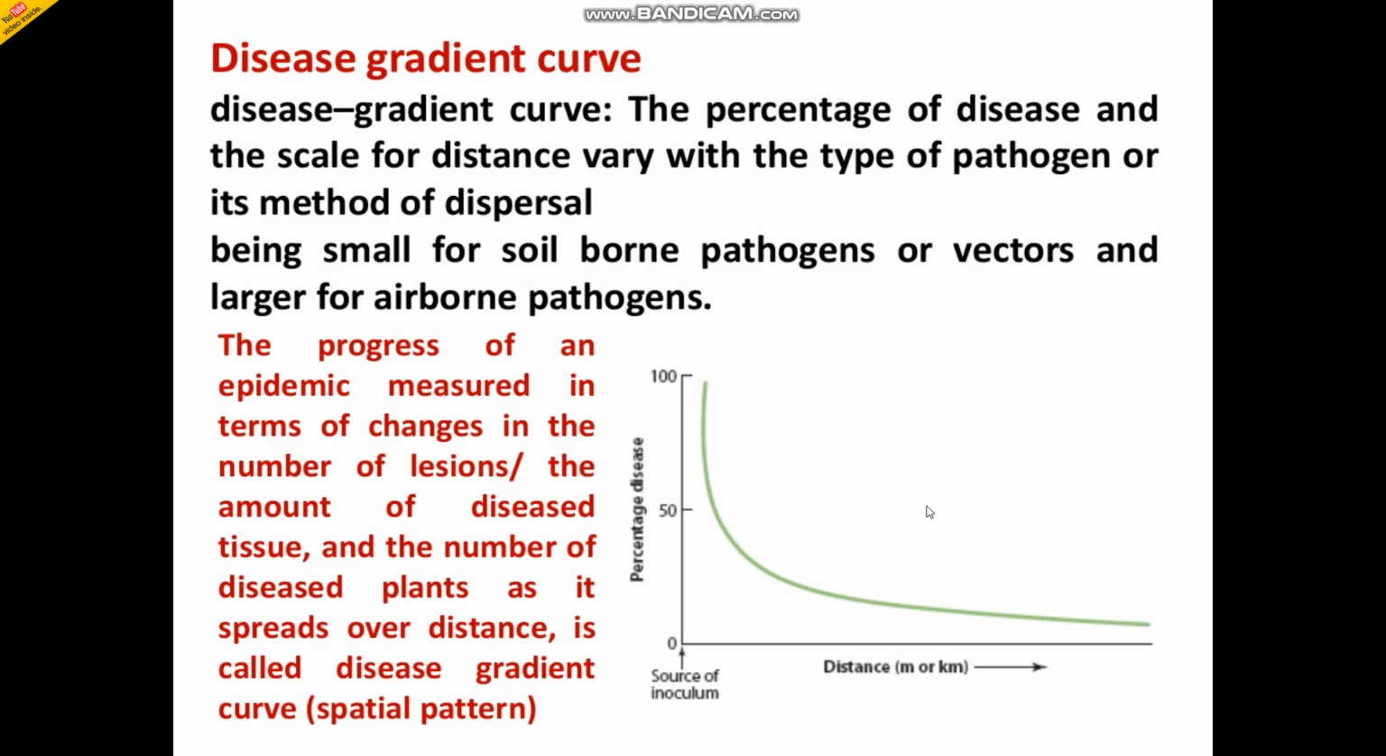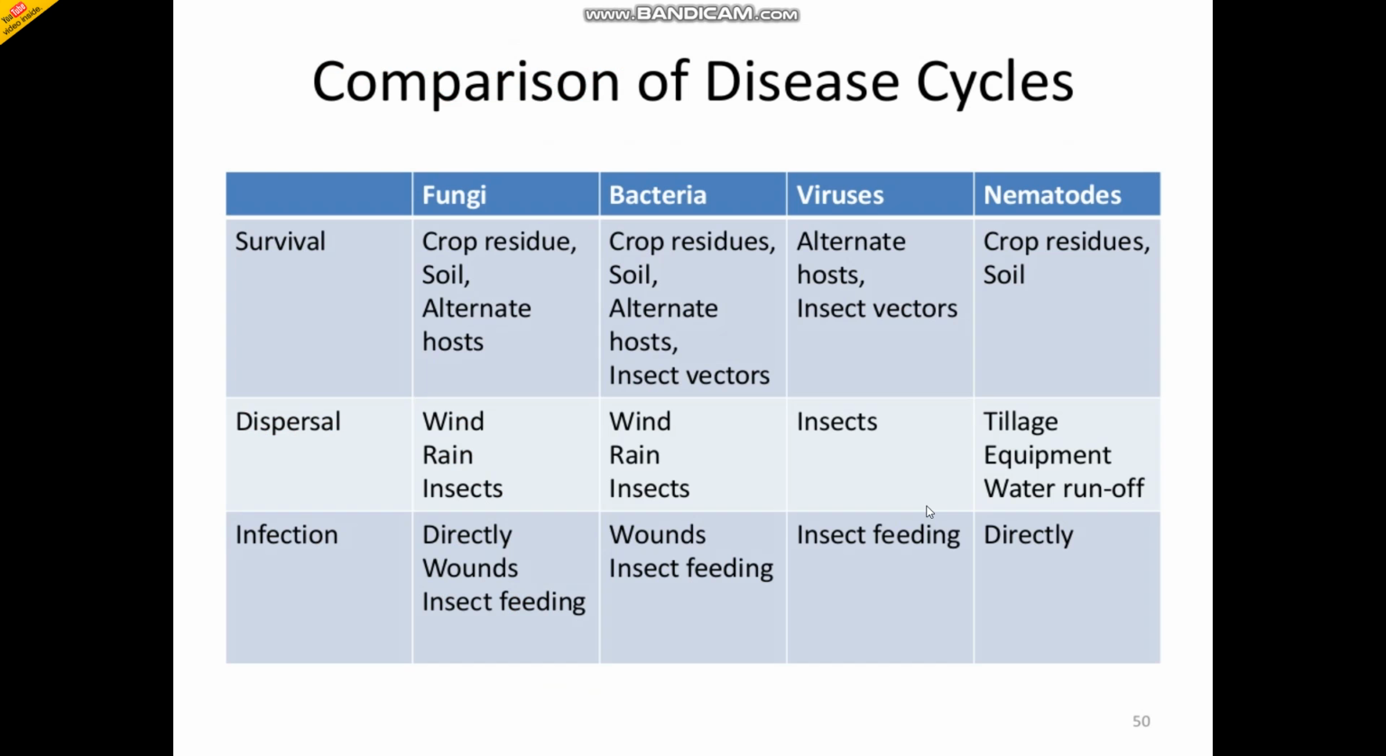Spatial pattern. This is a comparison of the disease cycles of fungi, bacteria, virus, and nematode. These include survival in crop residue, soil, and alternate hosts, and dispersal by wind, rain, and insects, with infection directly, through wounds, or by insect feeding for fungal pathogens. And for infections caused by bacteria, the alternate host, insects, wind, and rain.